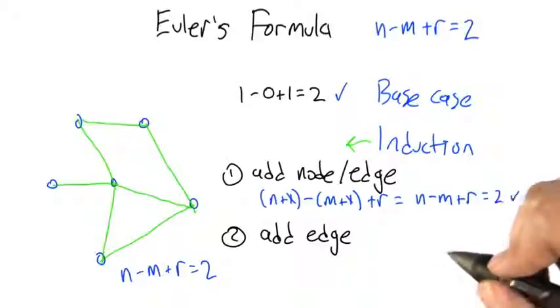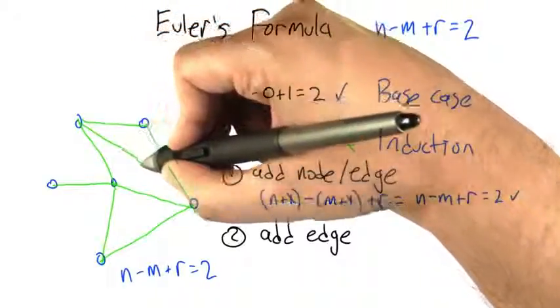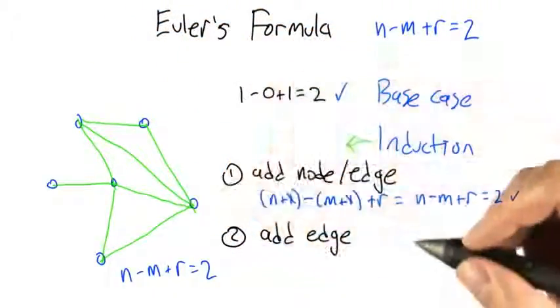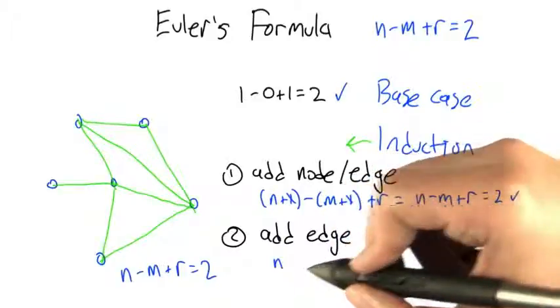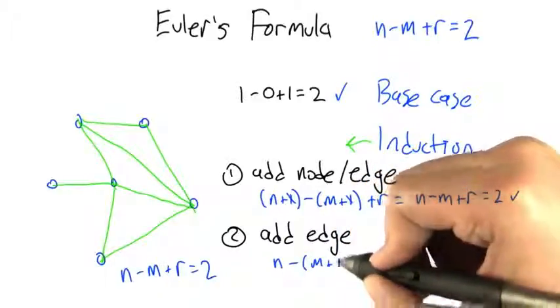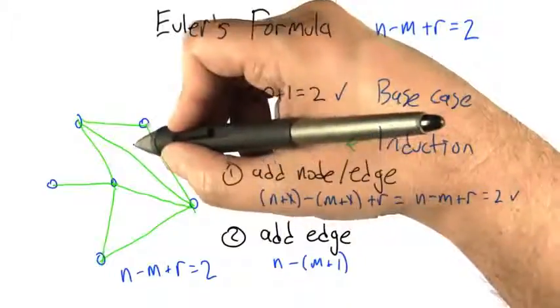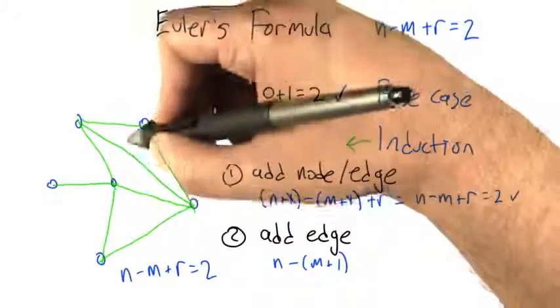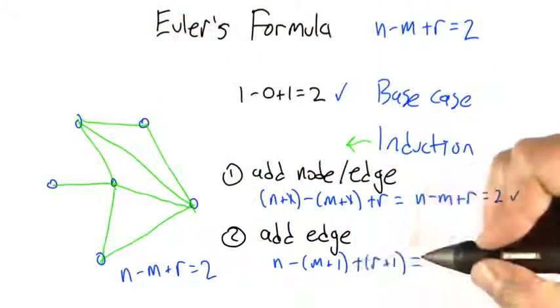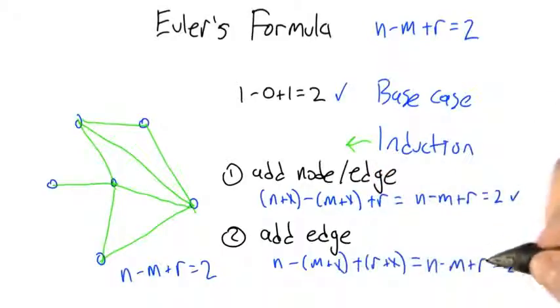What about the case where we just add an edge? So one way we can add an edge is inside of some other region, and let's look at what happens in that case. The number of nodes is unchanged, the number of edges has gone up by 1, but the number of regions has gone up by 1 as well. So this used to be one giant region, it's now been split into two regions. And once again, these ones cancel. So our formula still holds.